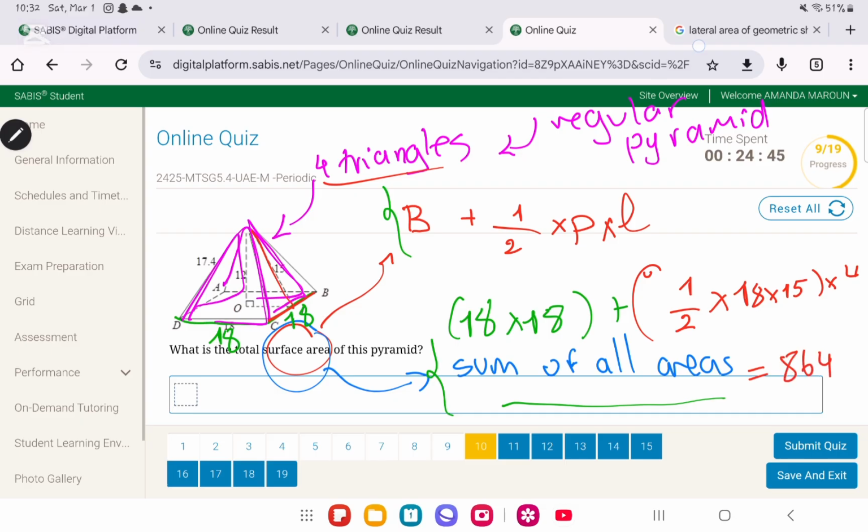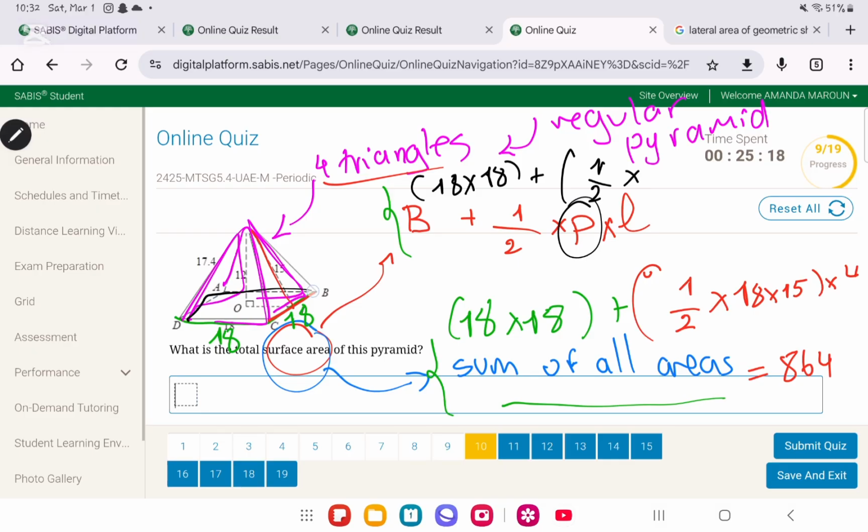864. Now, if we did it the other way, which is the area of the base, which is, again, 18 times 18, plus 1/2 times the perimeter. Now, perimeter of what?